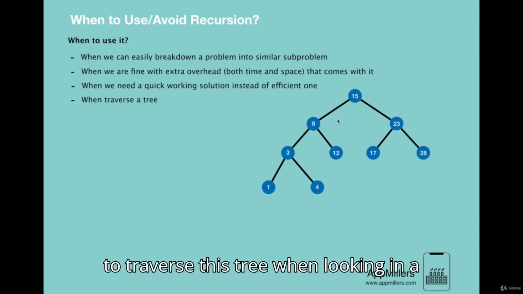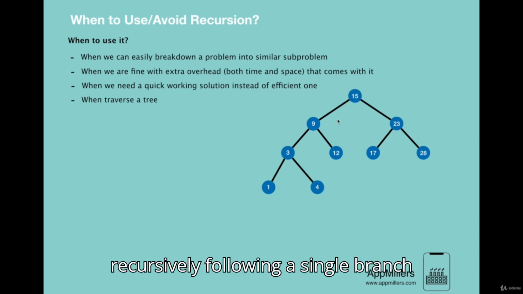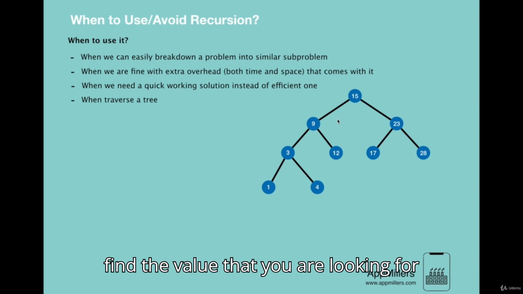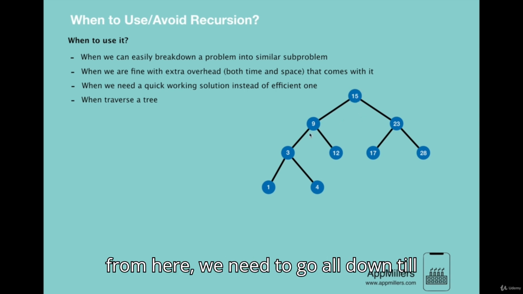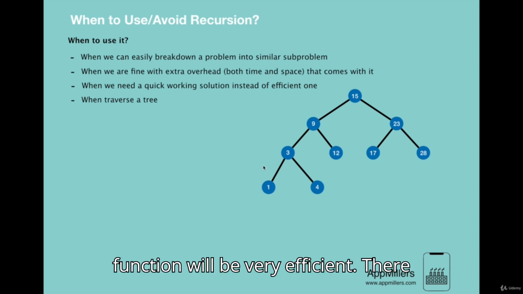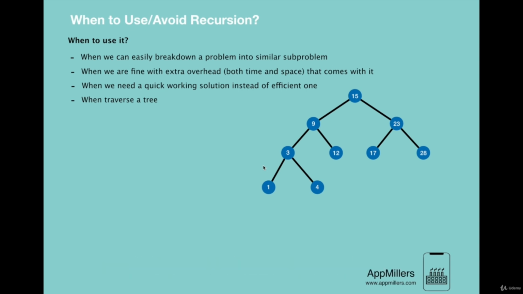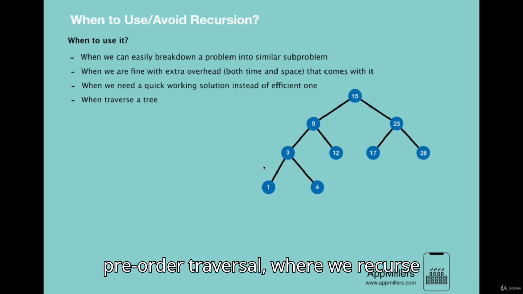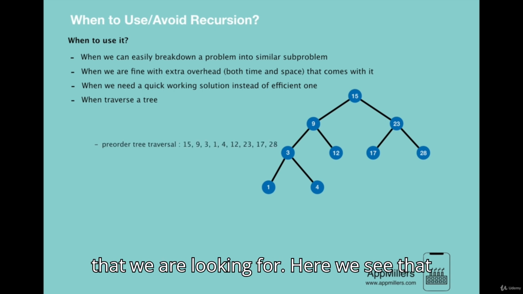One of the more efficient ways to traverse this tree when looking for a specific leaf is to do it by recursively following a single branch until the end of that branch, until you find the value that you are looking for. For example, in this case, if we start from here, we need to go all the way down to 1. So in this case, our recursion function will be very efficient. There are different types of traversal of a tree, which we will discuss in the tree section, but here you just need to know that recursion is very beneficial when you use pre-order traversal, where we recursively follow a single branch until the end of the branch to find the value that we are looking for.